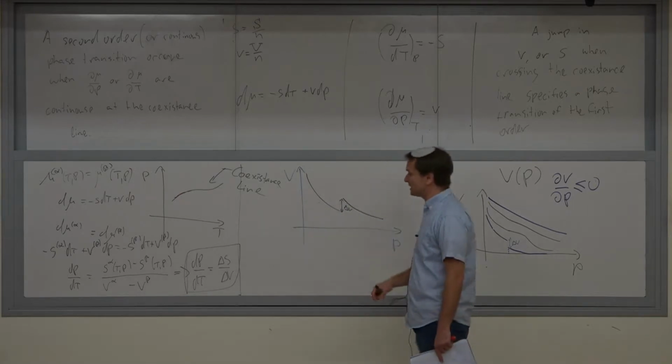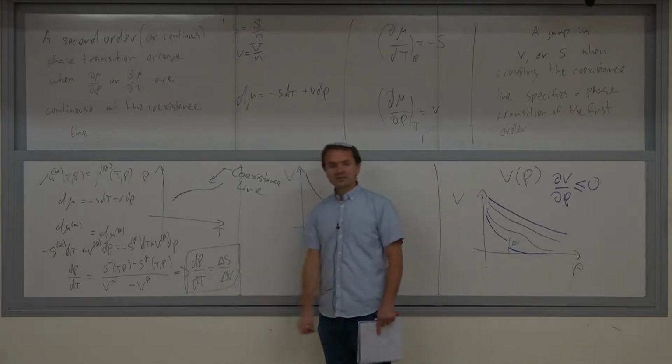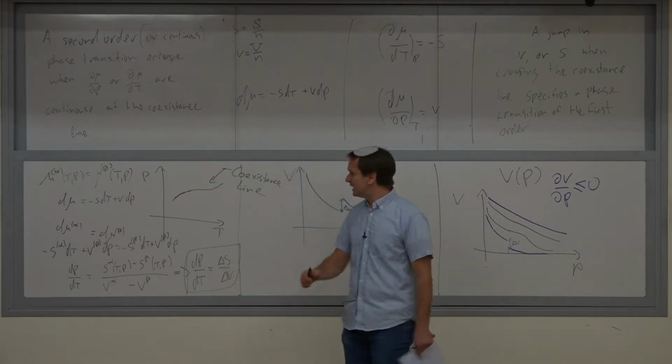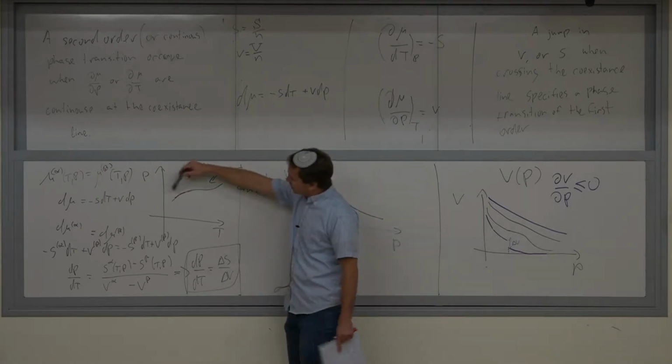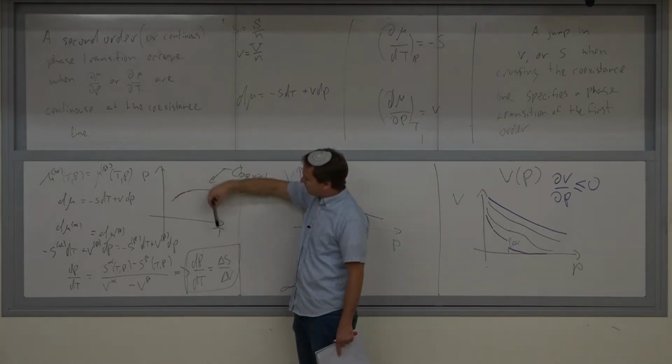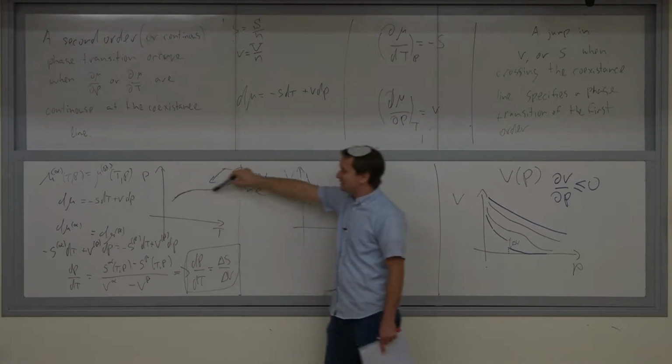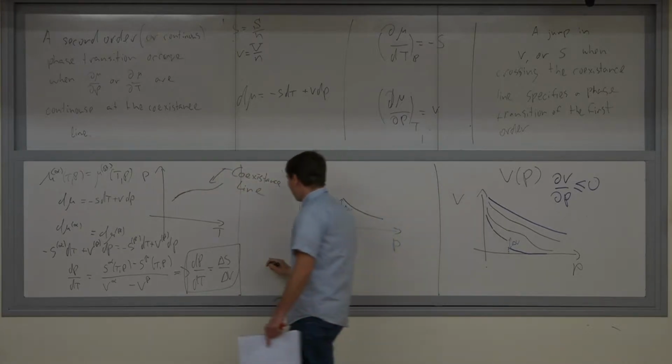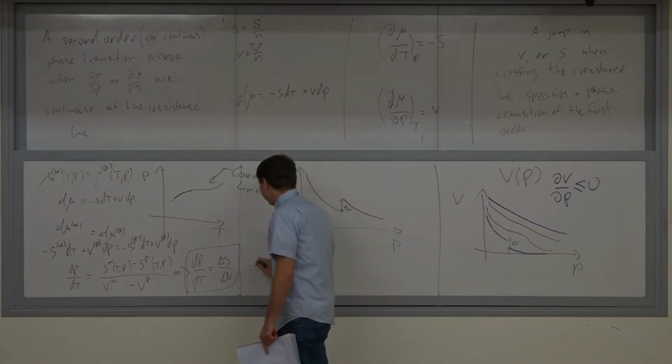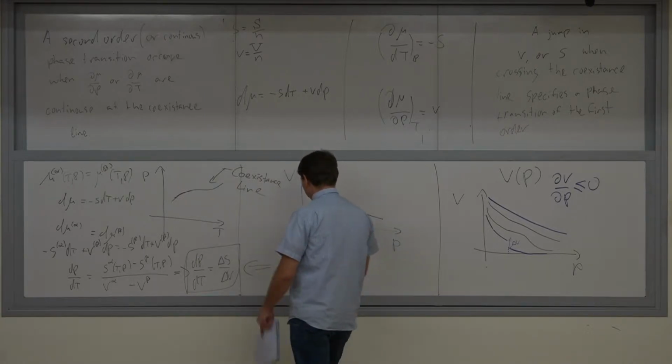But for the first order phase transition, this equation explicitly gives us the connection, or how P is defined as a function of T at the phase transition coexistence line. This equation has a name, and it's called Clausius-Clapeyron.